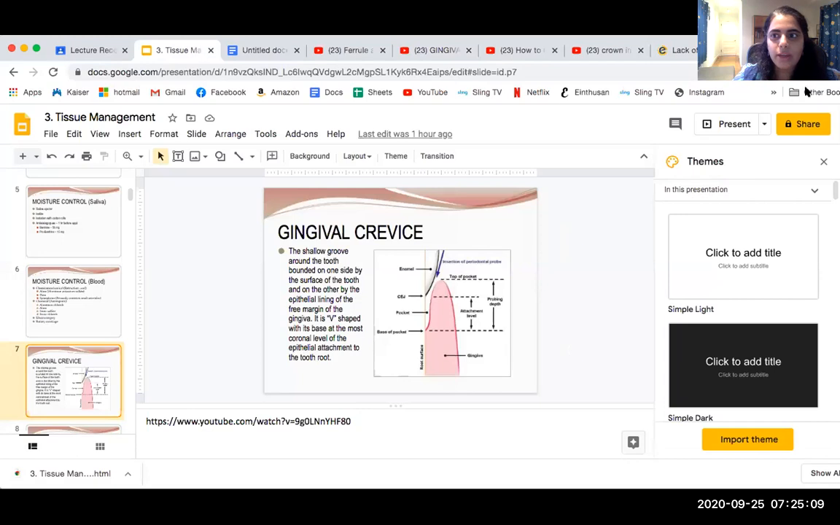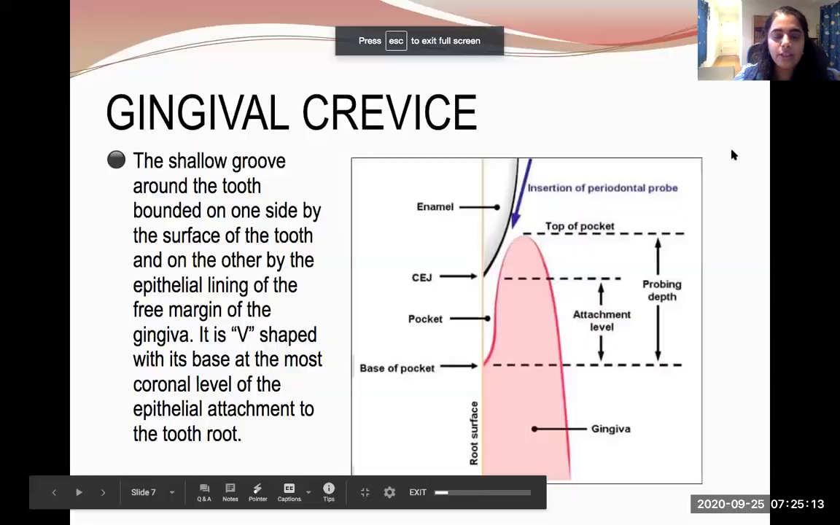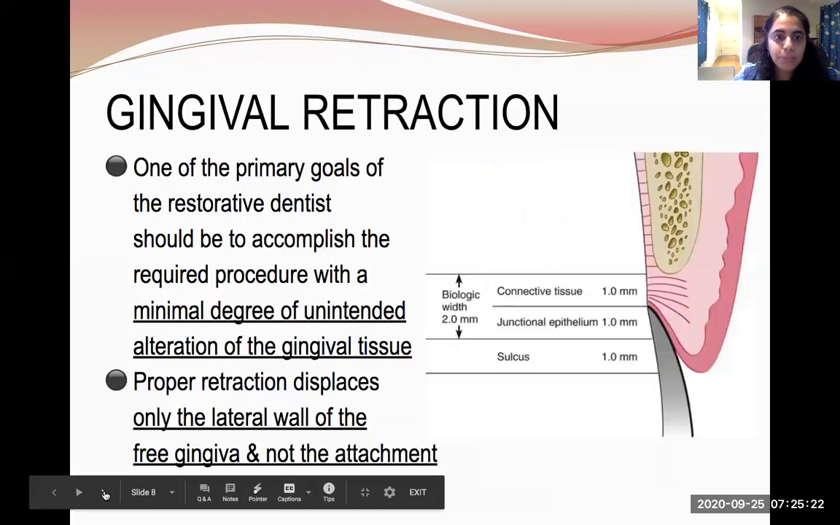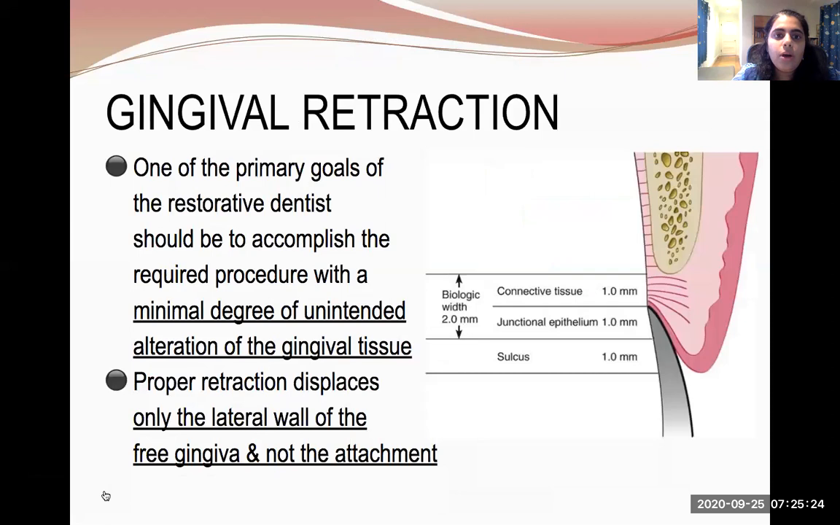So again, I'm just going ahead, pausing the video, and you guys can see it in more detail because she goes into a lot of detail about the histology, and it's always good to know more information, especially if you are interested in it. Okay, so we are going to talk about gingival retraction.